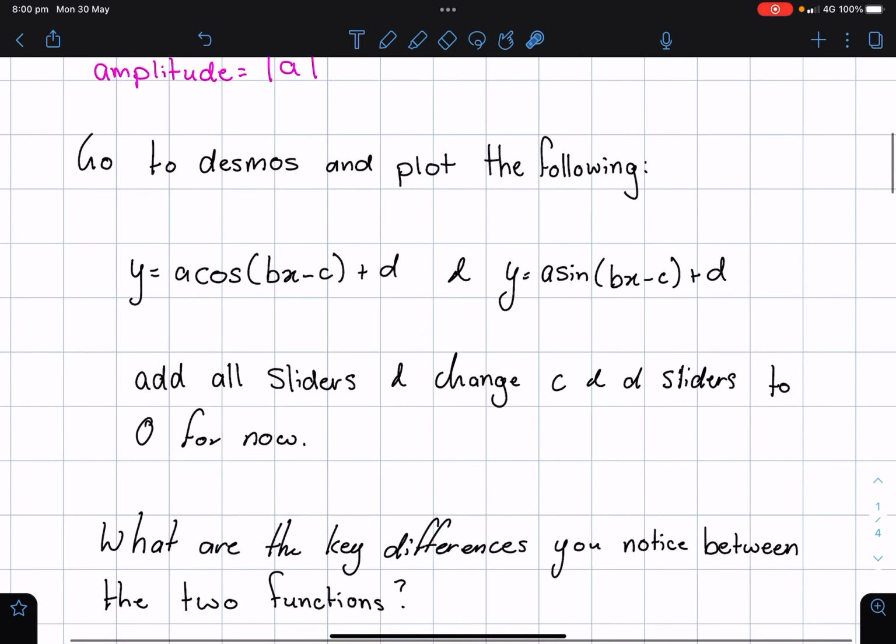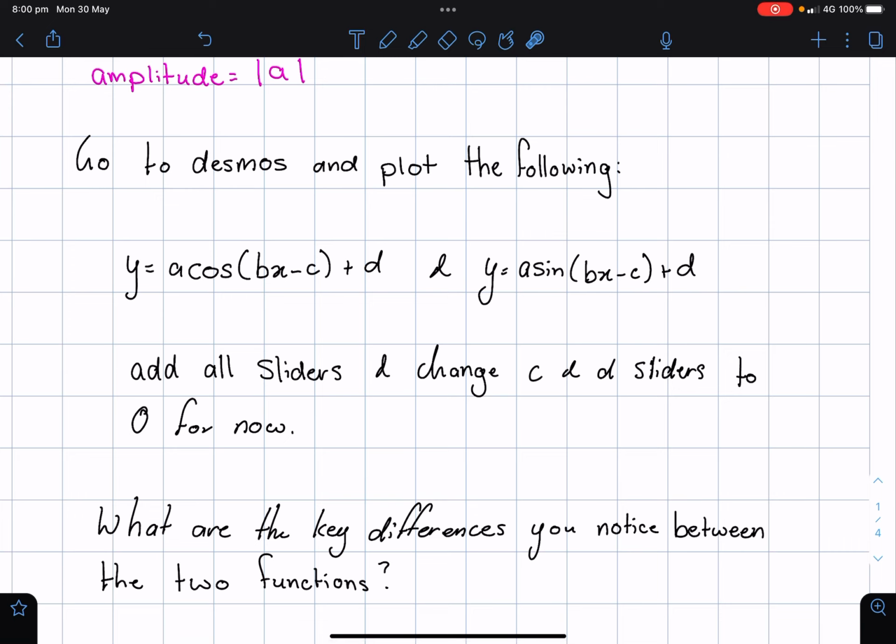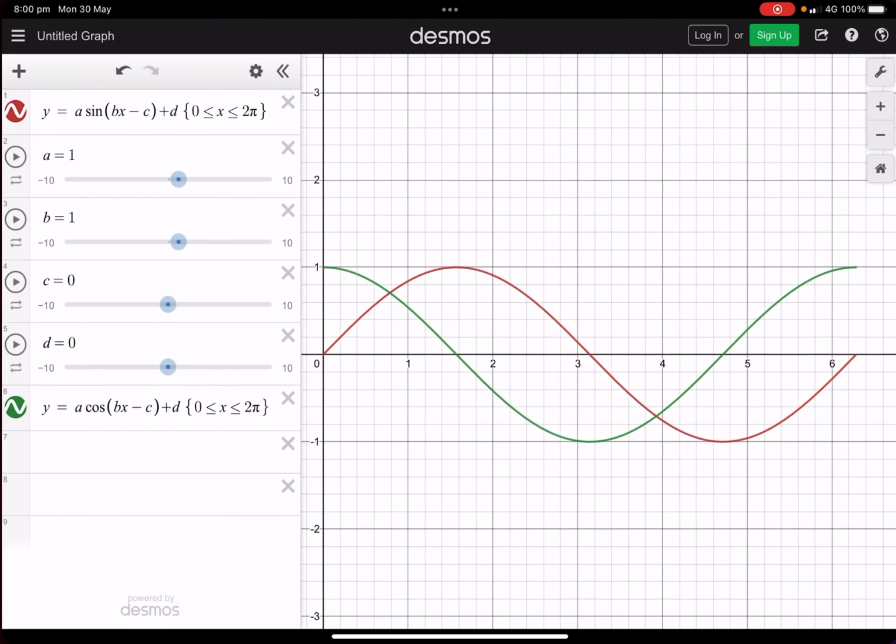So what I want you at home to do is go to Desmos and plot the following functions. So the general cosine function and the general sine function. Then I want you to add all sliders and change the C and D sliders to 0 for now. So what are the key differences you notice between the two functions? So we're actually going to jump to Desmos now.